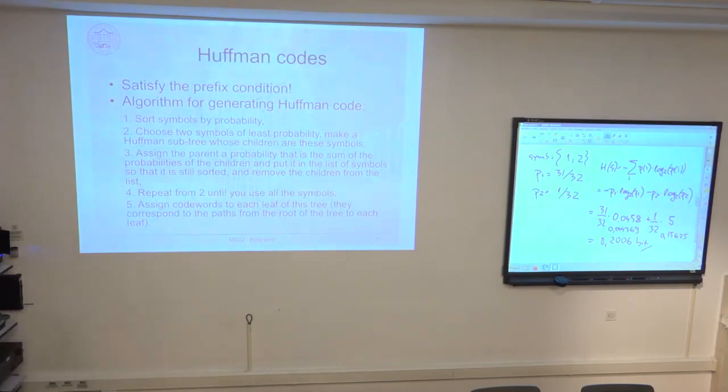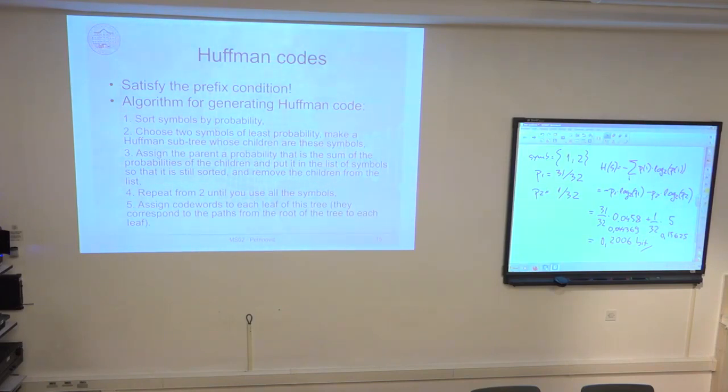Just before starting the new section, let me recapitulate what we had last time. Last time we introduced the Huffman codes, as an example of entropy codes. The question was how to reduce the average word length, or average length of the encoded message, by using variable length codes.